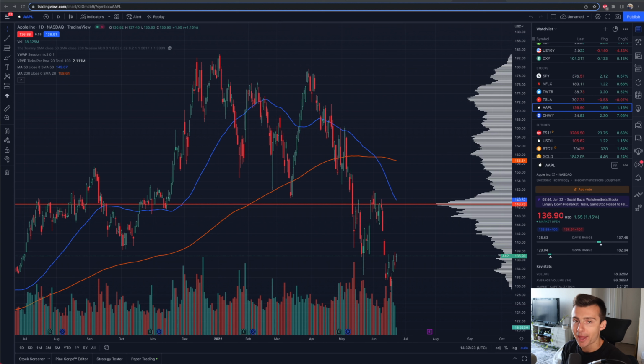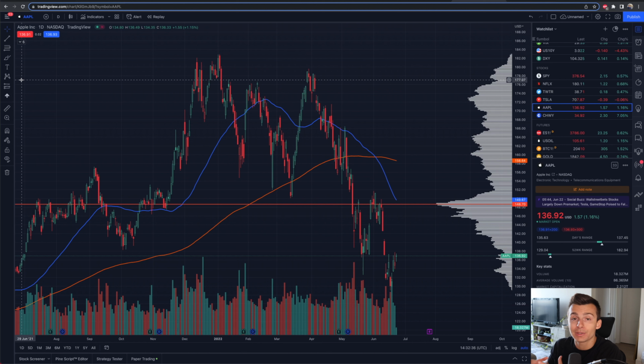We are talking the Parabolic SAR indicator here today. We are looking at Apple. We're going to use Apple as our example. We'll go back over time. We'll show you some different time frames, how this indicator works, what you need to understand, what you need to know about it, and then how you can apply that to your own trading.